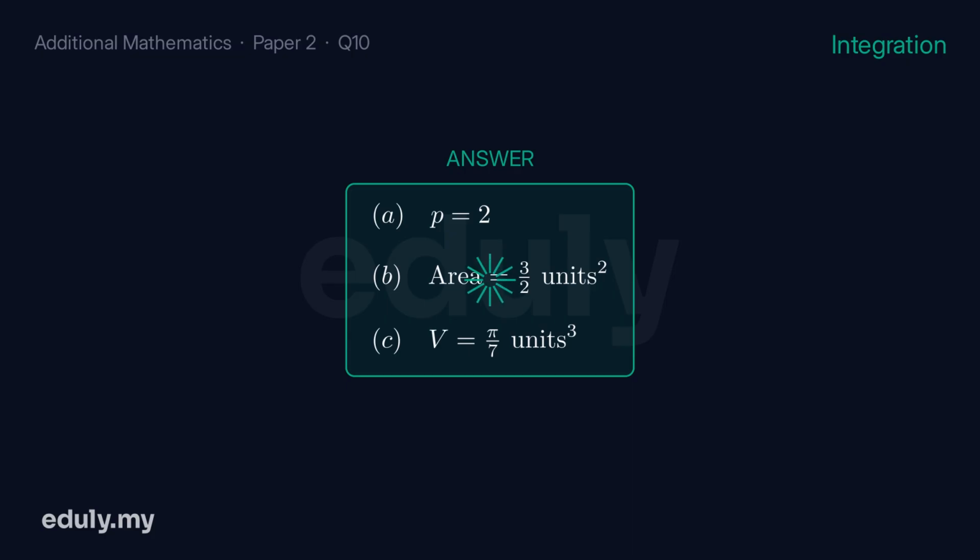Final answers. P is 2. The shaded area is 3 over 2, 1.5 square units. And the volume from the quarter turn is pi over 7 cubic units.